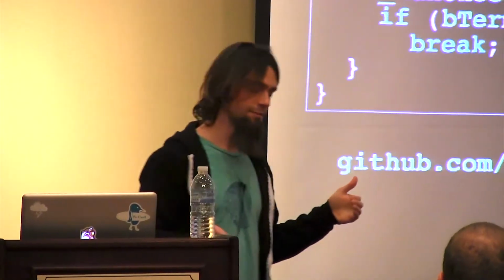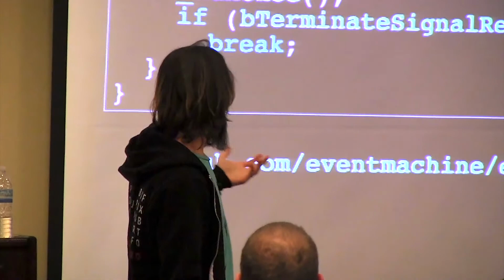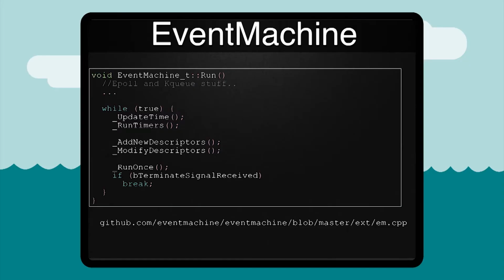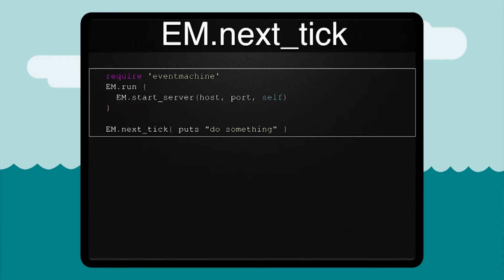What I'd like, in many cases, is EventMachine. This is EventMachine's loop. It's written in C++ as a C extension, so it's kind of harder to read, and there's a lot more code that I stripped out to be able to fit it on this slide. But what EventMachine has is hooks.